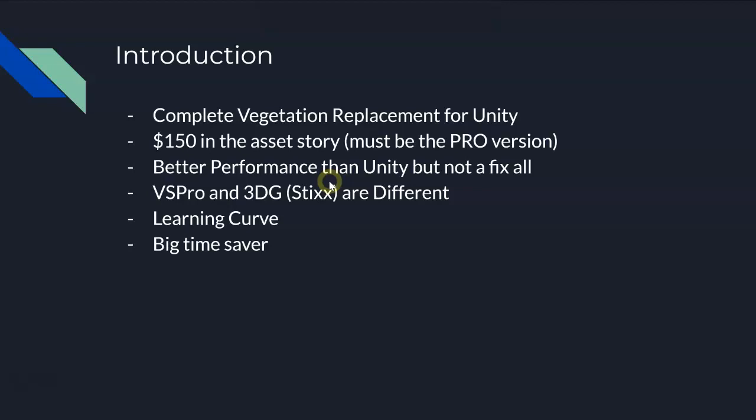So if you decide just to go crazy and plant stuff everywhere, you're still going to have performance issues, but it does a better job. So you can plant things a little denser, but you can't go crazy. And if you decide that you're going to use the native tools and then import them and use VSPro because you couldn't get the performance right with the Unity native tools, VSPro isn't necessarily going to fix that.